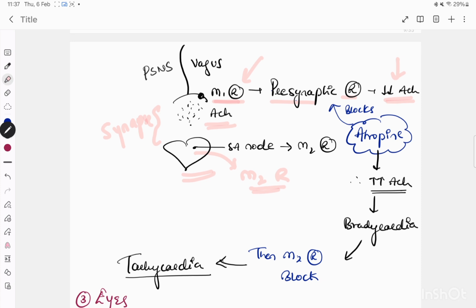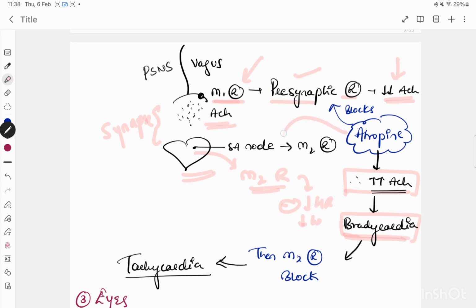Now, when I give atropine, it first goes and blocks this M1 receptor. Because there is a block in this presynaptic receptor, there is an increase in acetylcholine. Therefore, bradycardia will take place in the beginning because there is more acetylcholine. This acts on your M2 receptor and the normal function takes place, which we saw earlier. M2 receptor gets stimulated and bradycardia takes place. That is, there will be decrease in heart rate and decrease in conduction.